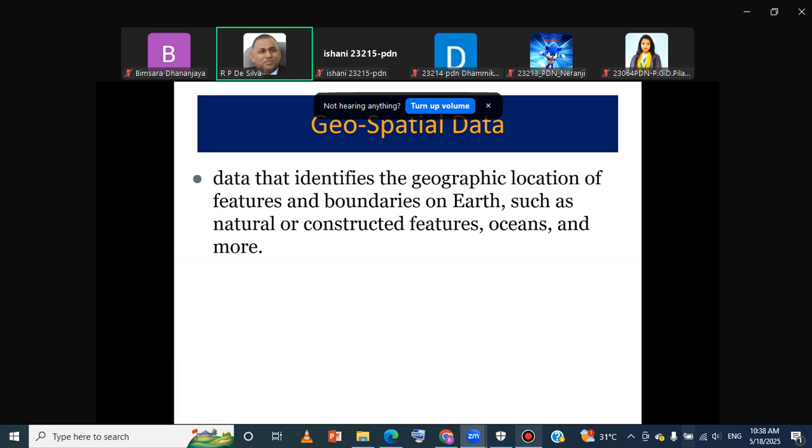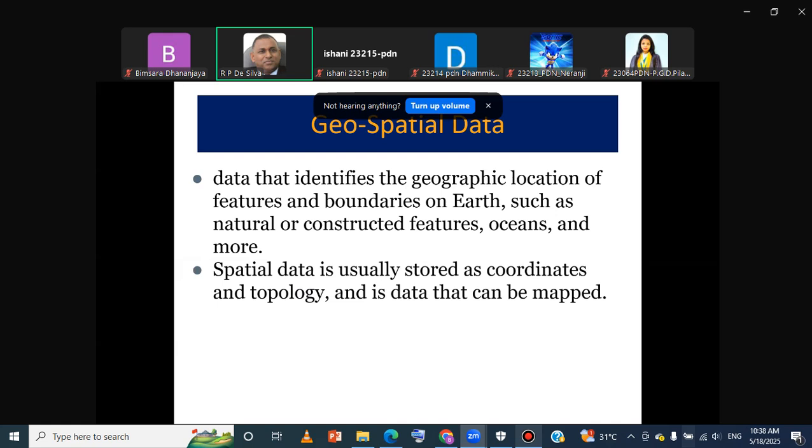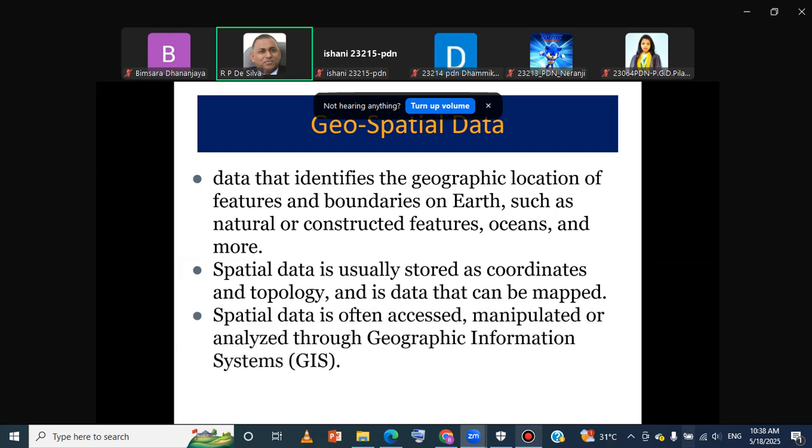So, data that identifies the geographic location of features and boundaries on Earth, such as natural or constructed features, oceans, and whatever more. And spatial data is generally stored as coordinates or in terms of topology. You know what topology is? The spatial relationships. So we have spatial data as well as spatial relationships stored. And this data can be produced in the form of a map. And generally we use GIS to assess, manipulate, or analyze the spatial data.